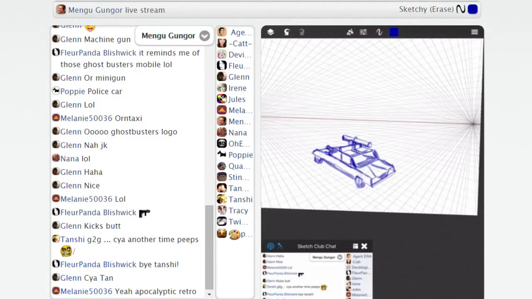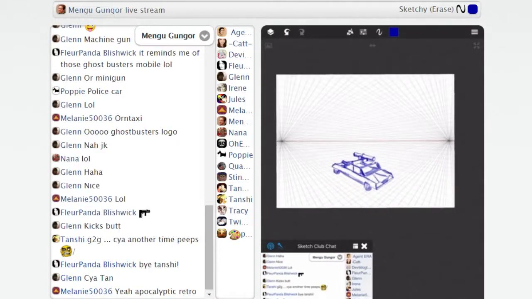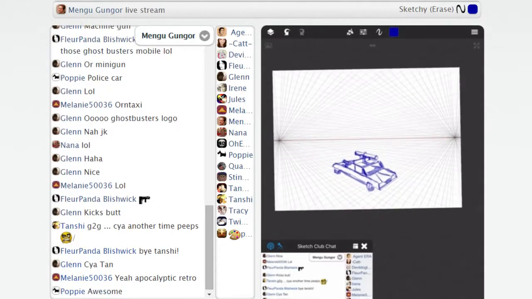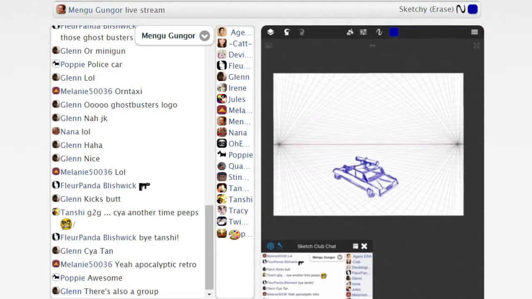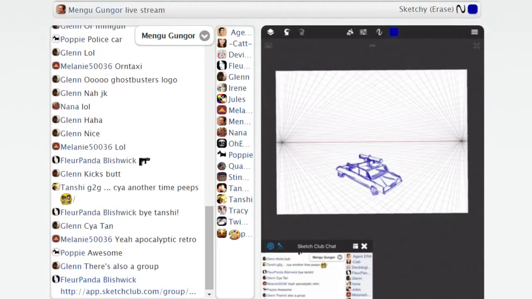So that's more or less how you use a grid. If you have any questions, feel free to message me. I will respond to your messages. I don't mind on any of the material that we've discussed, talked about here.